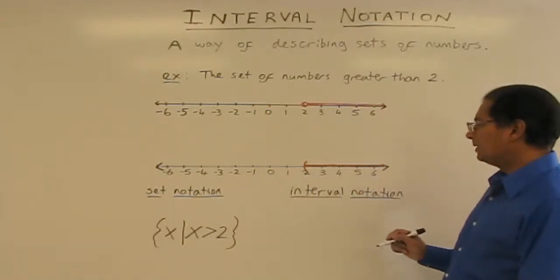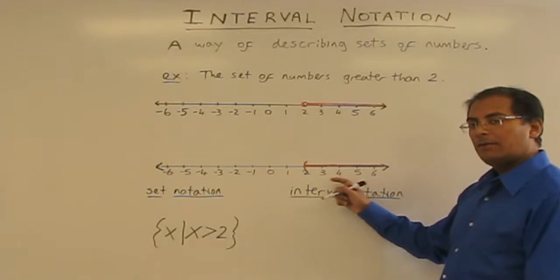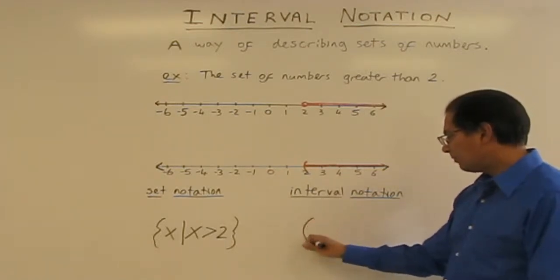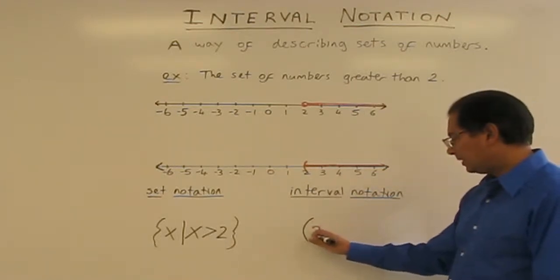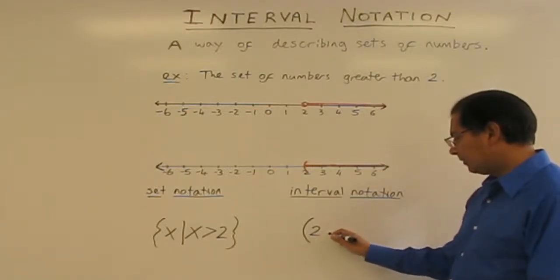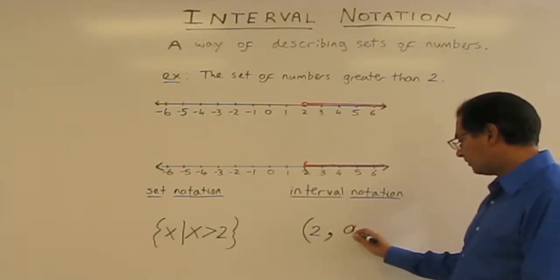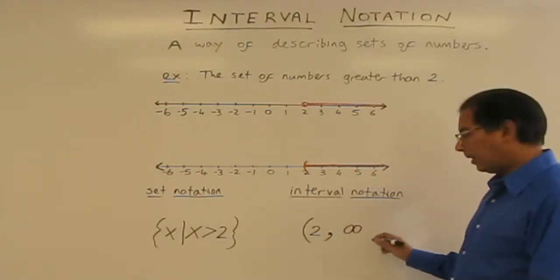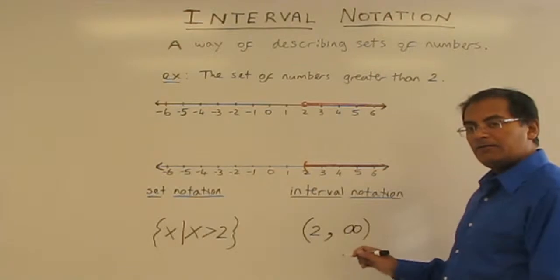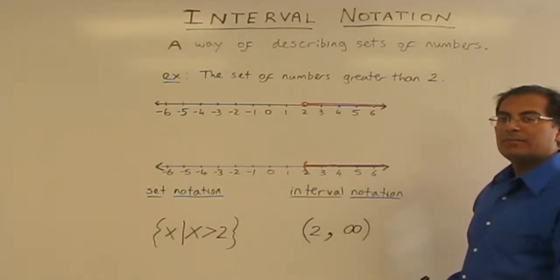Interval notation looks similar to what we did on the number line here, where we start with a parenthesis opening to the right, and we put 2, so we want all the numbers from 2, not including 2, all the way up. Since we're going on infinitely, this goes up to infinity, and we always put a parenthesis around infinity or negative infinity. Let's look at another example.